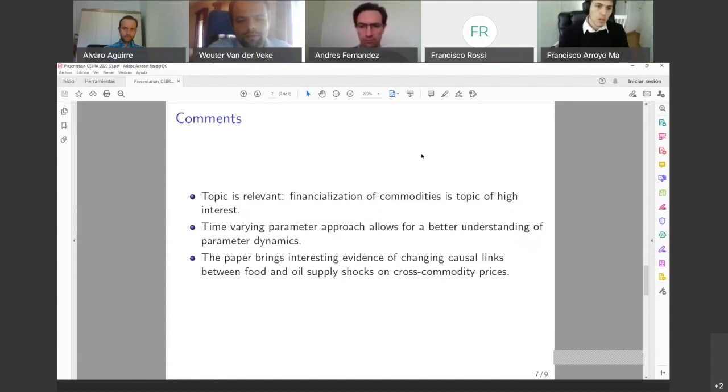And I think the one feature I really like personally is this time varying feature that allows you, instead of just doing a sample split and seeing if this parameter is statistically different than the other one, to have a better understanding of the dynamics of the parameter. And I'll show in a second why I think this particular feature is interesting. And then, of course, trying to find some degree of causality between these two industries is also, I think, a very interesting piece of evidence.